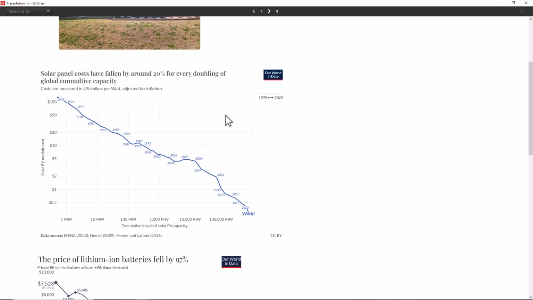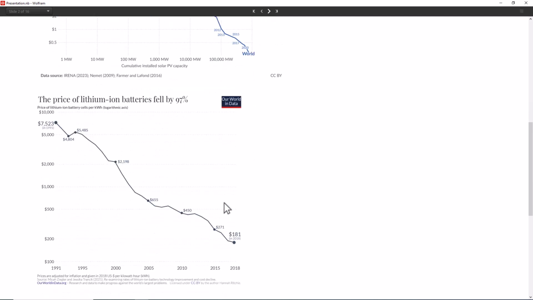Second, the cost of solar photovoltaic panels and batteries has dropped drastically in the last decade. For example, in 2000, the cost of solar energy was about $6 per watt, but today it has fallen to less than 50 cents per watt. Similarly, the cost of lithium ion batteries was $450 per kilowatt hour in 2010, but it is now around $181 per kilowatt hour. Experts predict that these costs will continue to decrease, making solar energy increasingly affordable.